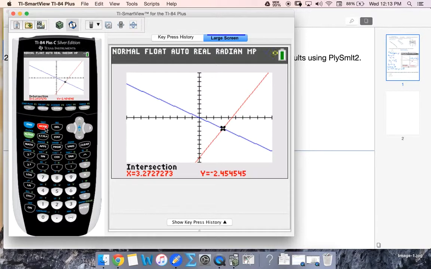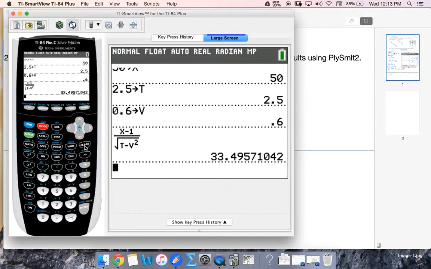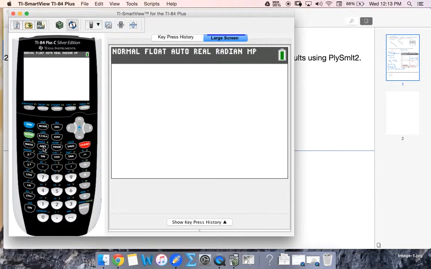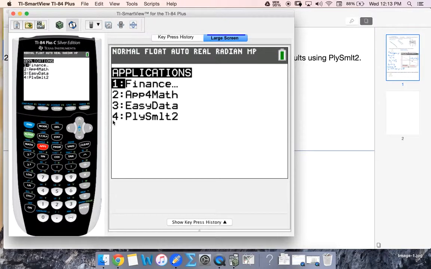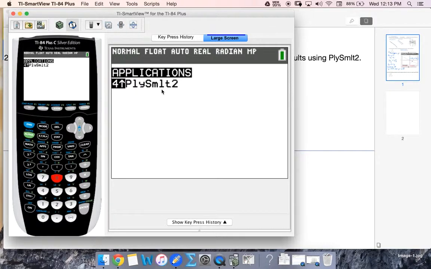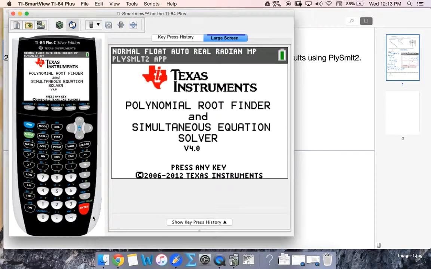And I'm going to go back to the home screen. PlySmlt is an app, so I'm going to go into apps. For me, I see it very easily. If you have a whole bunch of apps, do alpha and then the letter P to show you all the ones that you have that start with P, and go to PlySmlt2. Okay, this finds roots and it solves simultaneous equations.